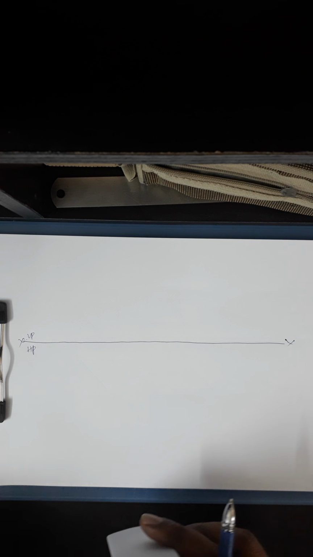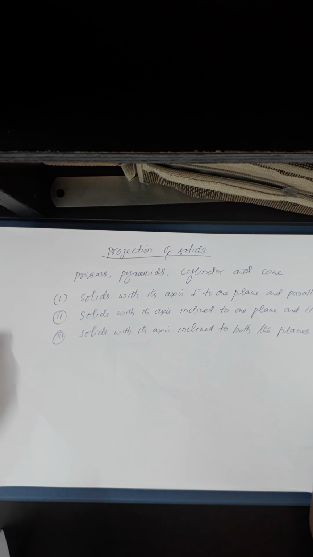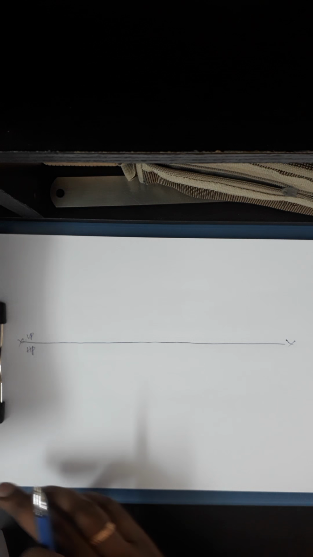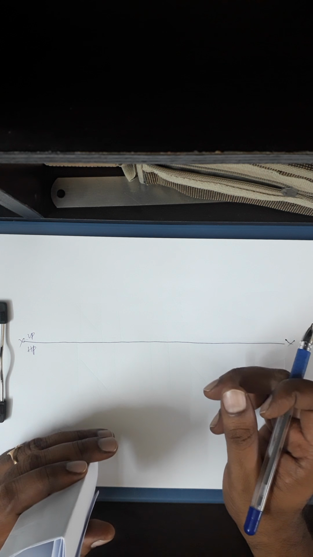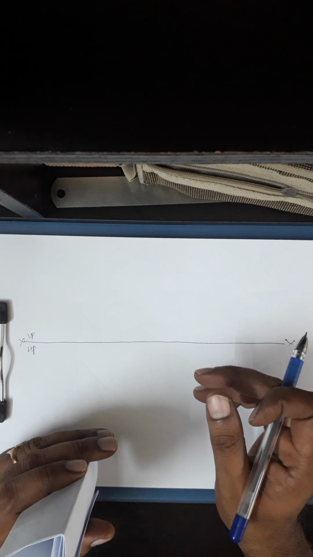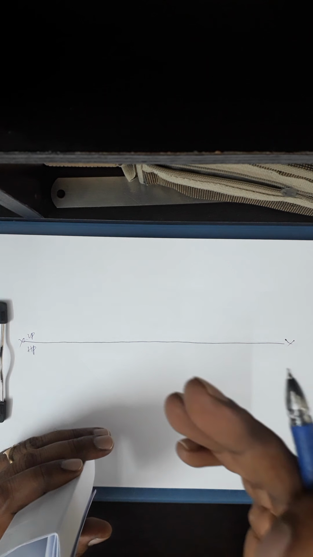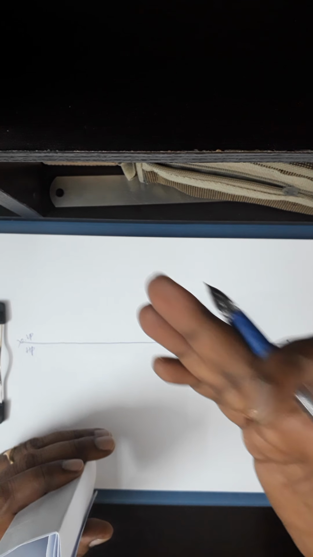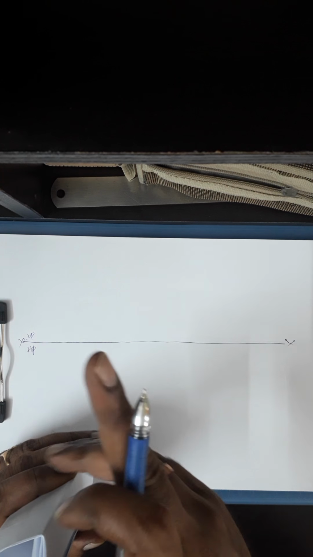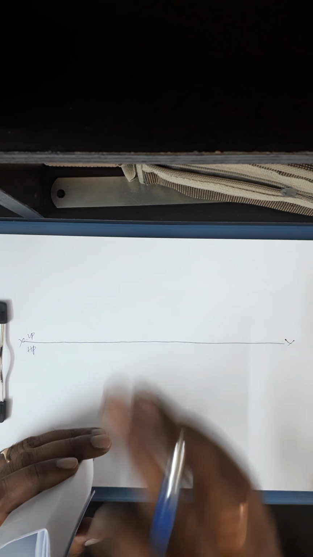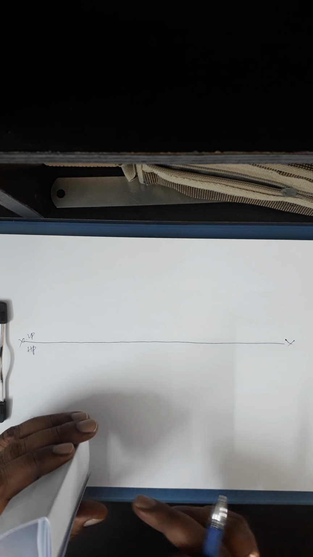So we'll go for now solids with its axis inclined to one plane and parallel to the other. So in that we'll go for solids with its axis inclined to HP and parallel to VP. Then we'll go for axis inclined to VP and parallel to HP. So inclined to HP parallel to VP, inclined to VP parallel to HP. Two conditions. Okay. So I'll go for the first condition in that.